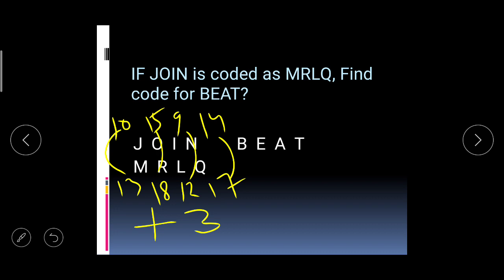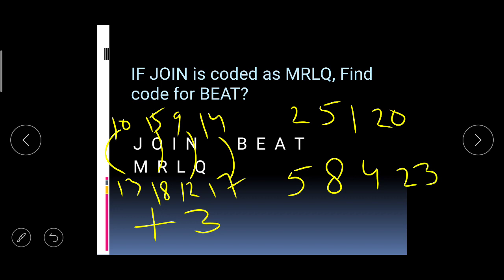Okay, let's write down the code for beat. Let's write down the positions for beat. B is 2, E is 5, A is 1 and T is 20. We just need to add 3. So 2 plus 3 is 5. 5 plus 3 is 8. 1 plus 3 is 4 and this is 23. Right? Let's write the letters in place of these. This is E, this is H, this is D and this is W.